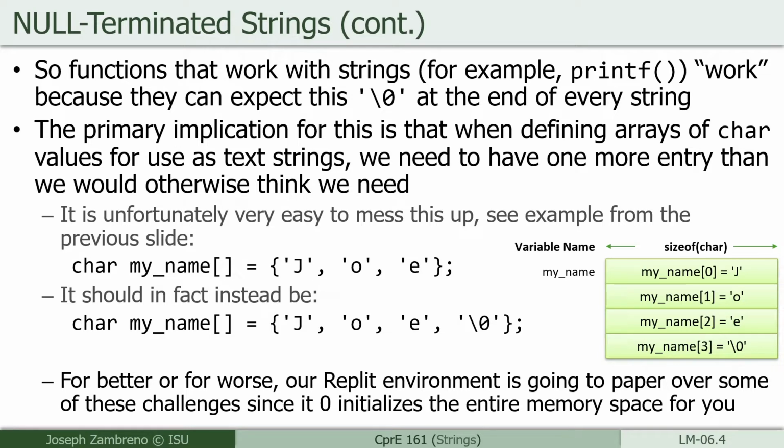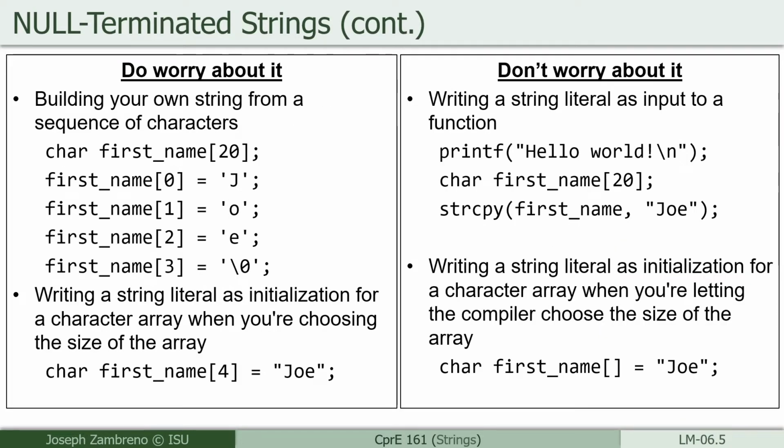We still need to take advantage of this knowledge to be able to correctly work with strings in our code. This is an important reference slide for when you have to worry about the null byte and when you don't have to directly worry about it. You do have to worry about it, like the example on the previous slide, when you're building up your own string from a sequence of characters manually, either at declaration time or via some loop where you're initializing a string to some values.